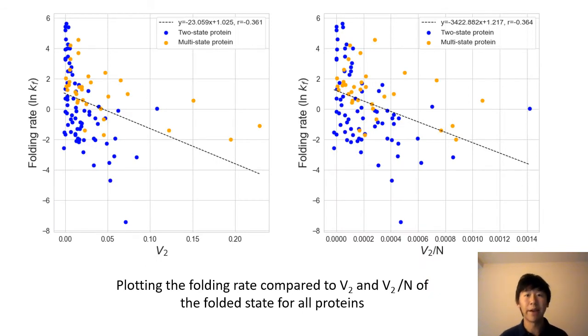So this slide compares the folding rate to V2 and V2 over N. The correlation coefficients are both about -0.36. The blue points represent the two-state proteins, and the orange points represent multi-state proteins. The majority of proteins have a V2 of around 0, forming this large block of points right here, where there is little knotting character present in the folded structure.